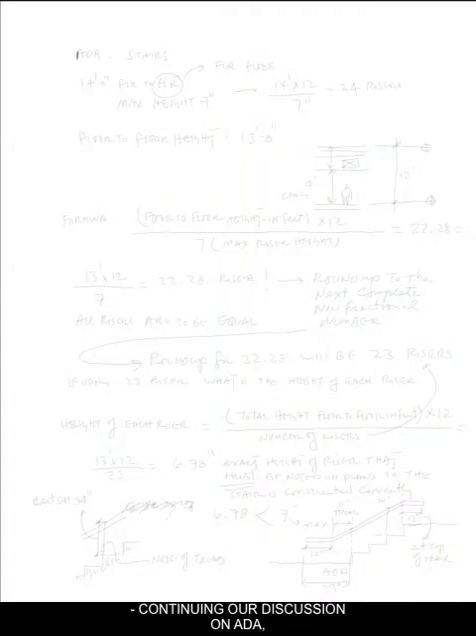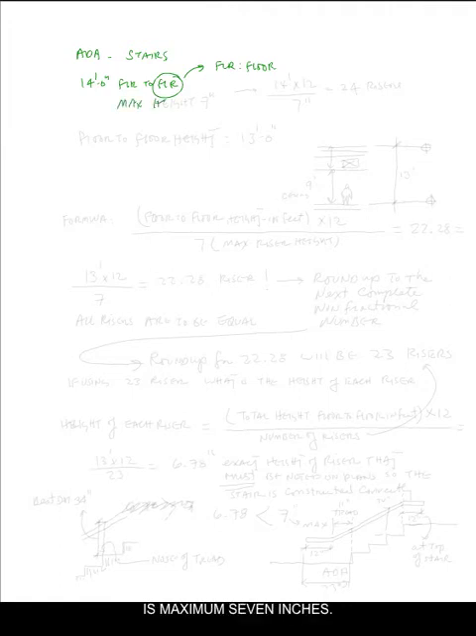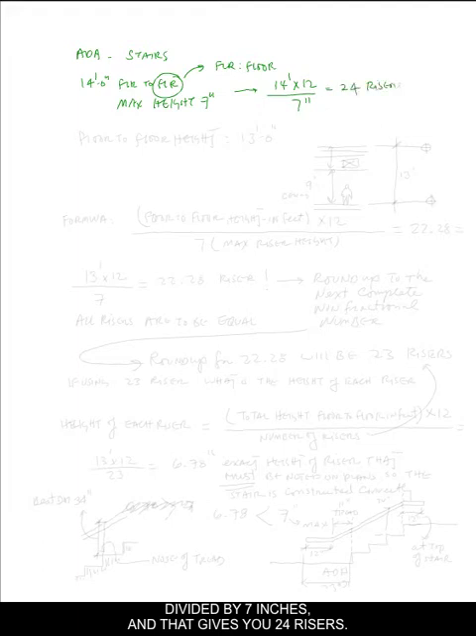Continuing our discussion on ADA, and in here we're talking about the stairs. The last example that I used was 14 foot high, floor to floor. By the way, this is the abbreviation you see on architectural drawings, FLR for floor. And maximum riser height per code is maximum 7 inches. And then the formula where 14 feet was multiplied by 12 divided by 7 inches, and that gives you 24 risers.